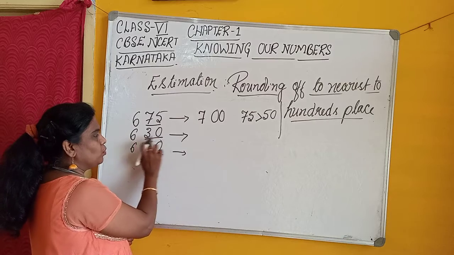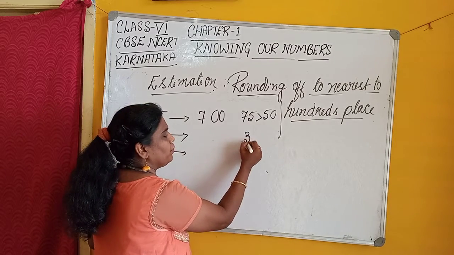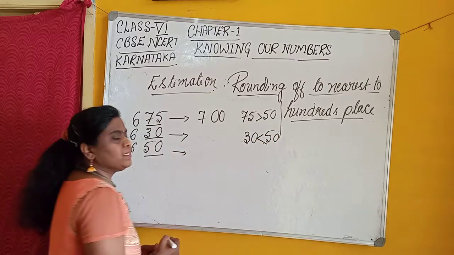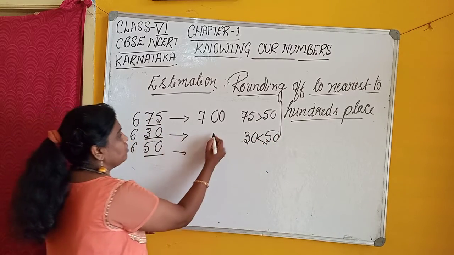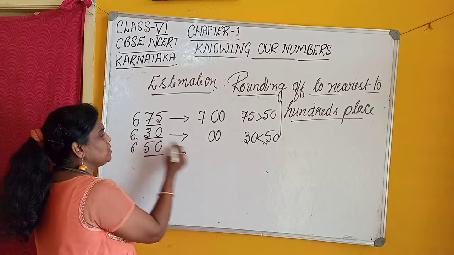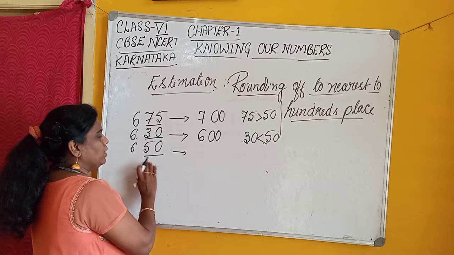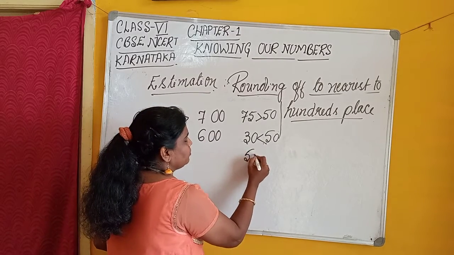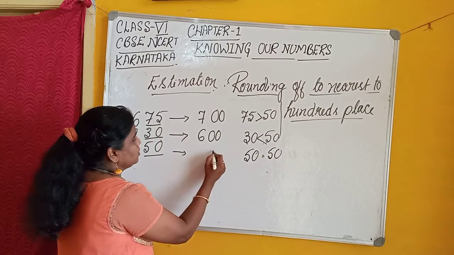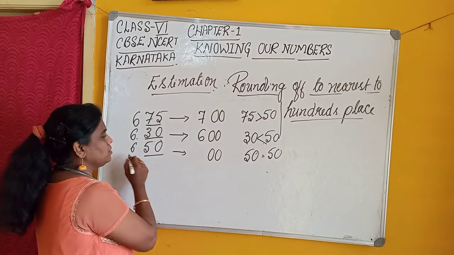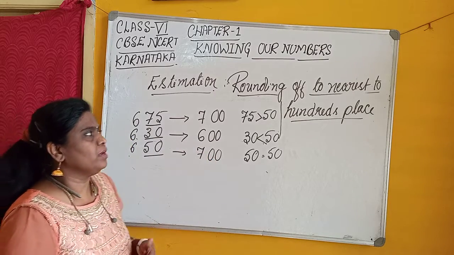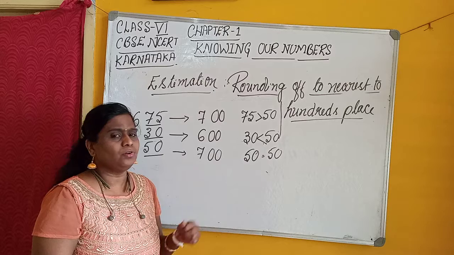And here take the 2 digits 30. Compare that number to 50. Here 30 is less than 50, therefore these two digits will become 0 and 6 is written as it is. And take the next part, 50, compare that to 50, and both are equal. These two digits will become 0 and 6 is increased by 1, that is 700. In this way, we are rounding off the numbers nearest to hundreds place.